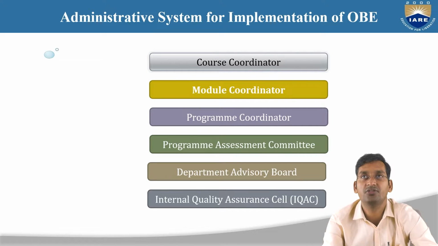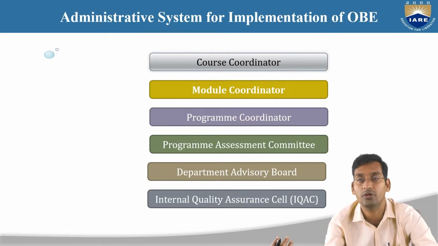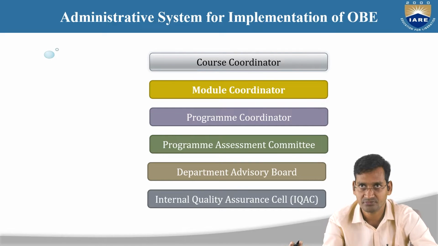Now, the administrative system for implementation of OBE. So what roles are there? The course coordinator will prepare how to handle the course and what should be in it. Then the module coordinator. Module coordinator is for module 1, module 2, and so on. You can see that 5 modules are there. So in each module, what should be there?